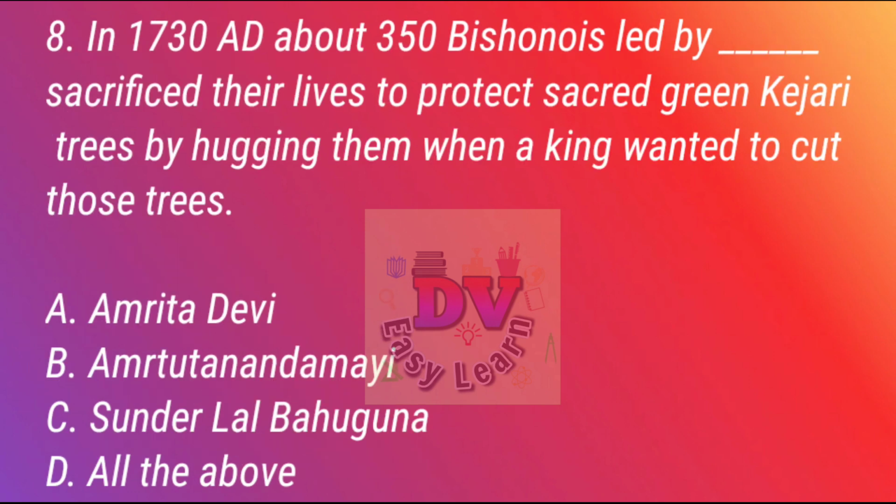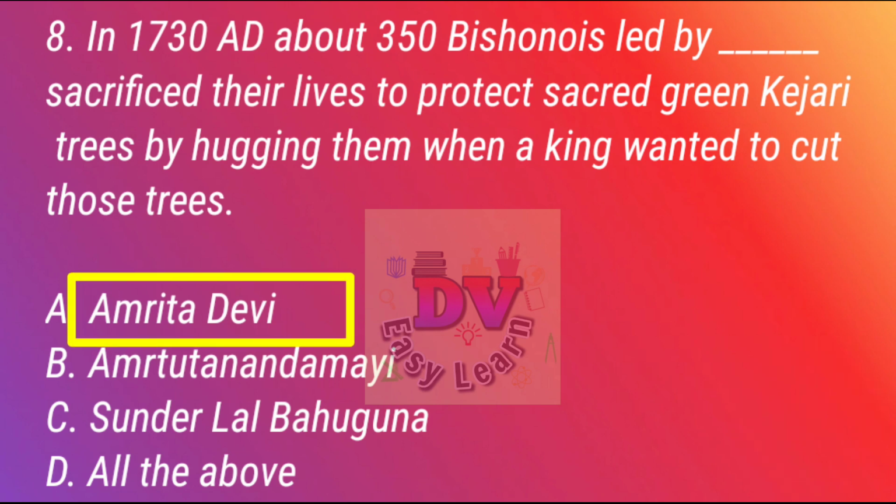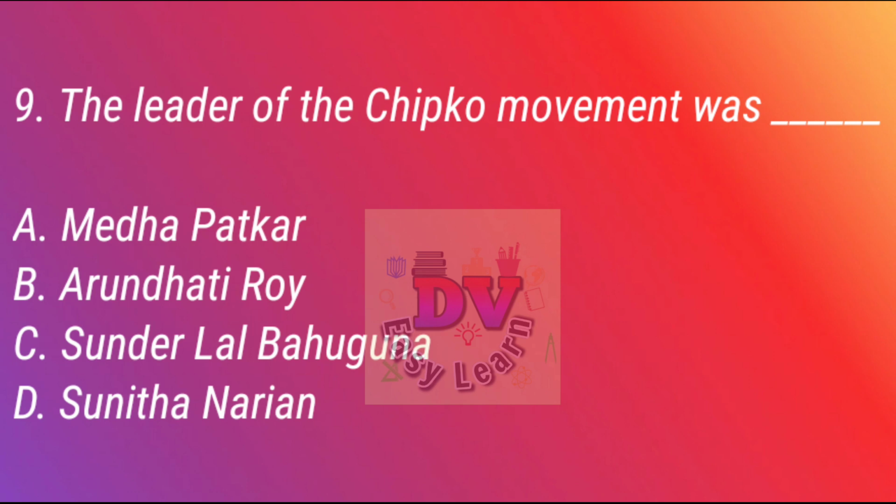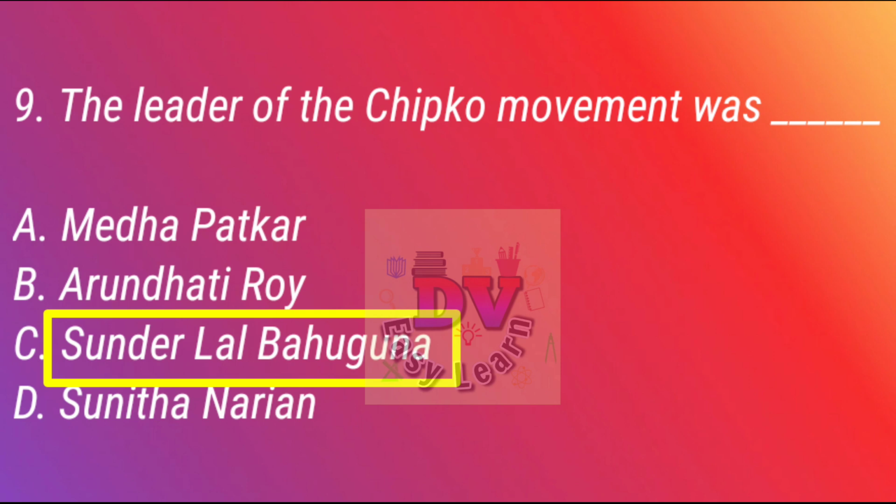Question number 8. In 1730 AD, about 350 Bishnois led by dash sacrificed their lives to protect sacred green Kejari trees by hugging them when a king wanted to cut those trees. Correct answer, Amruta Devi. Question number 9. The leader of the Chipko movement was. Correct answer, Sundarlal Bahuguna.